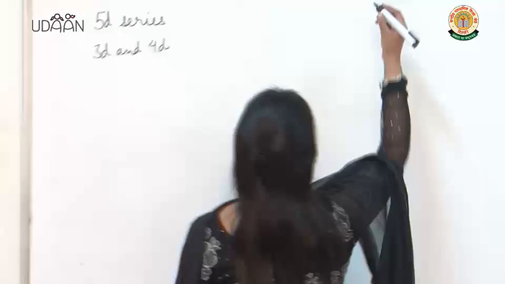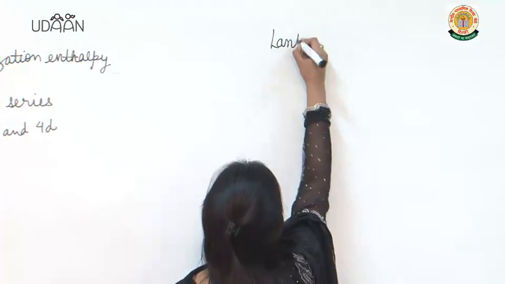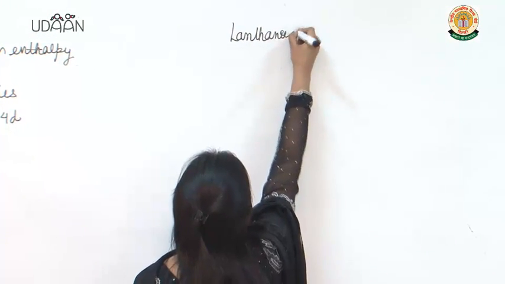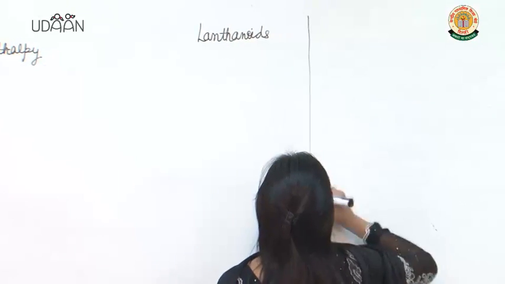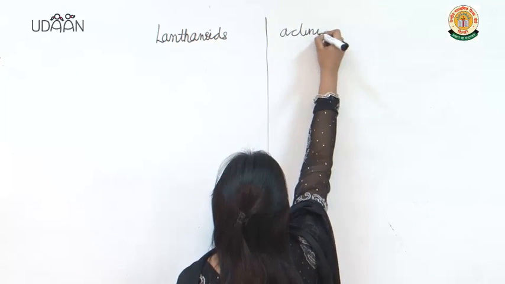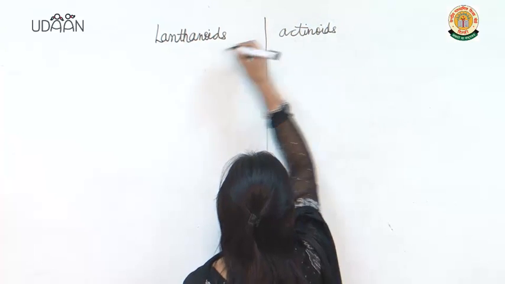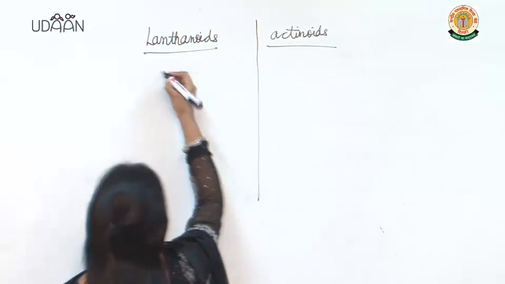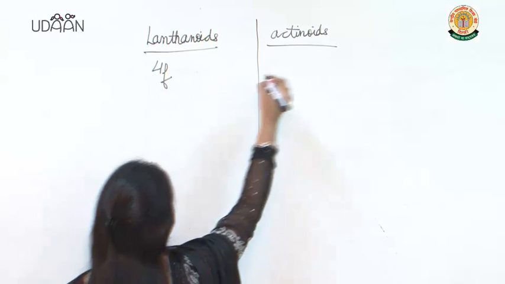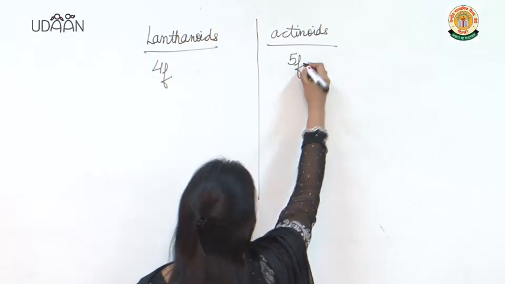Now today we have studied about the various properties of lanthanoids and actinoids. Now if we have to compare lanthanoids and actinoids, how are we going to compare them, so that we can understand with clarity? Now lanthanoids are 4f series, actinoids are 5f series.